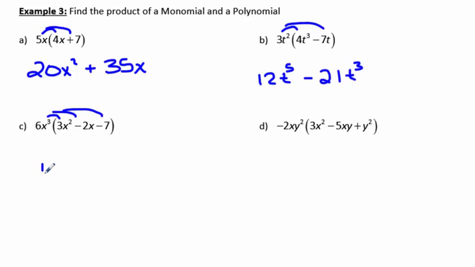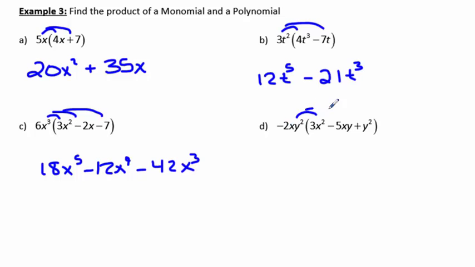Alright, I've got 6 times 3 is 18. X to the third times x squared is x to the fifth. 6 times negative 2 is negative 12. X to the third times x is x to the fourth. And 6 times negative 7 is negative 42. And we'll keep our x to the third there.